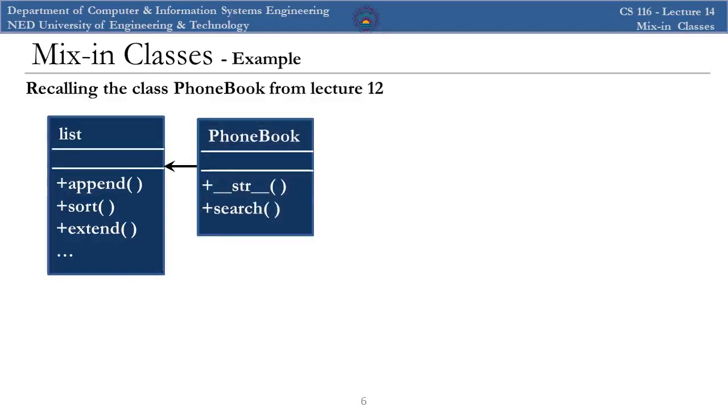Now, this phone book class, if you remember, we inherited it from class list. I'm talking about that finalized implementation. Actually, this lecture 12 was about extending built-ins. So we implemented a class phone book, and this phone book was extending a built-in list. And we defined two explicit methods for this phone book, str and search. And list, since it's a built-in class, has a lot of methods by itself, like append, sort, extend. Then there are many other methods which I have not listed here to save space. So this is the hierarchy that we implemented for this phone book class, right?